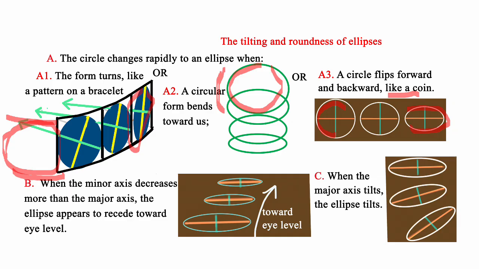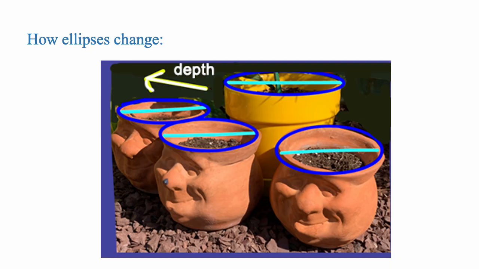Now, when the minor axis decreases more than the major axis, the ellipse appears to recede toward eye level, and we only see ellipses in this case. We don't see circles. When the major axis of the ellipse tilts, then the whole ellipse tilts. An ellipse looks like a line at eye level, which is located just above this photo.